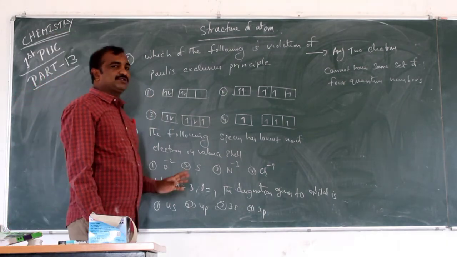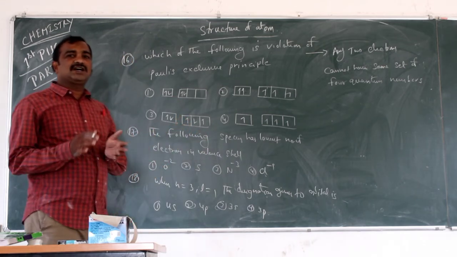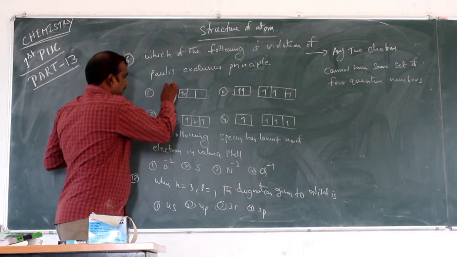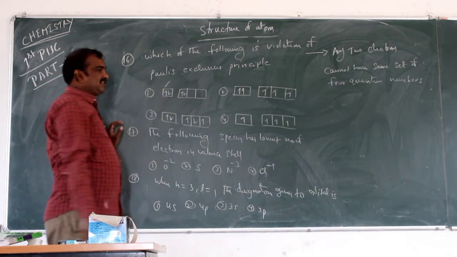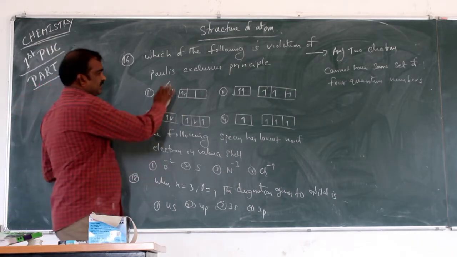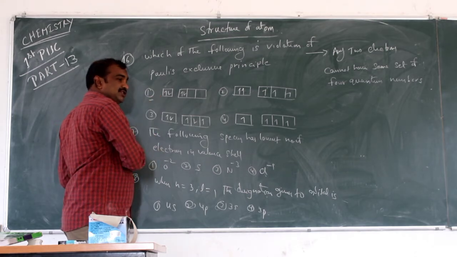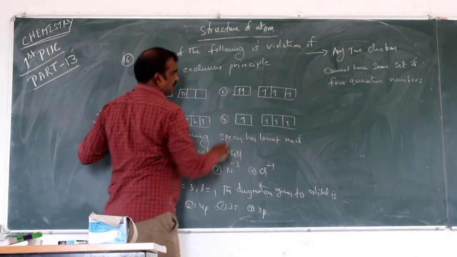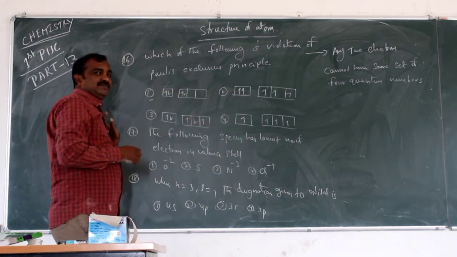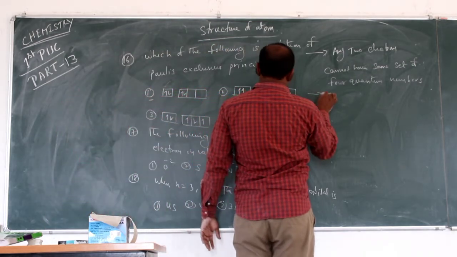If you take the first option, the 4 quantum numbers of the two electrons are not the same. Here plus half, in this also minus half, different ones are there. So that means it is wrong. This option is wrong. Next, when you go to the second one, if you take these two electrons, both are having the same spin.